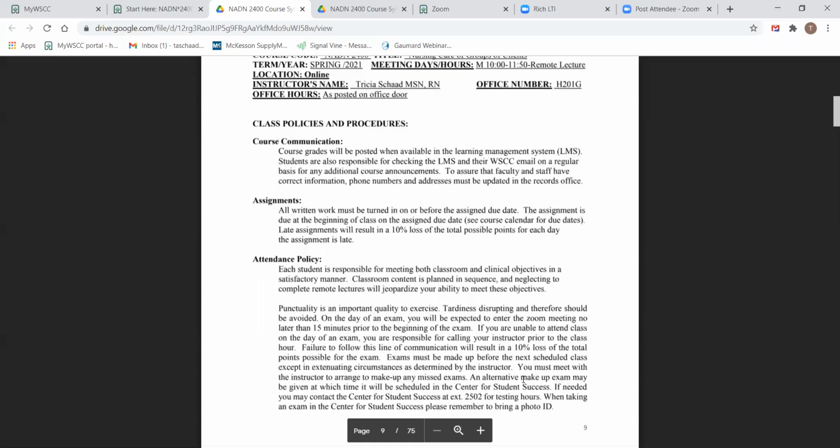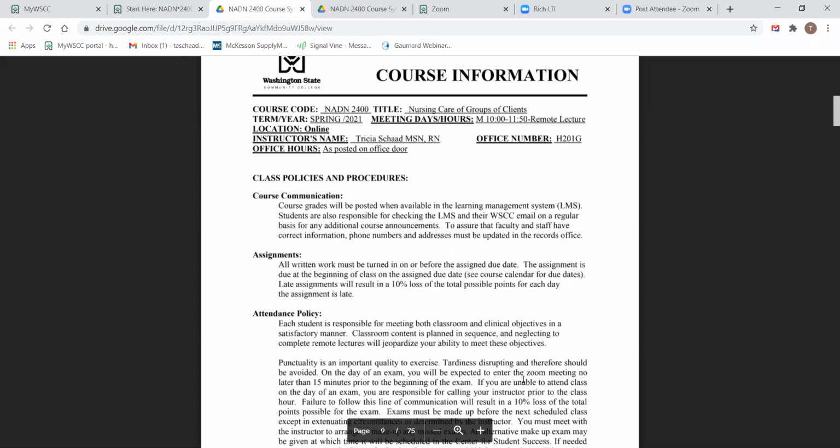Course communication, we will be using the learning management system, which is Canvas. You should be checking your announcements on Canvas as well as that learning management system. LMS is the learning management system, which is Canvas, and also your email on a regular basis. Any additional course announcements will be posted there. So make sure you're checking it frequently.